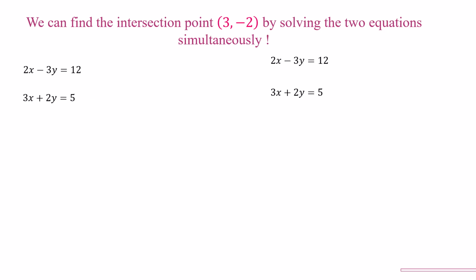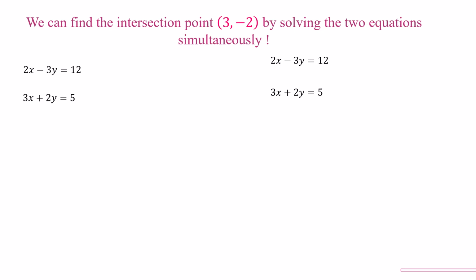So for the first example, I'm going to make the same value for x for both equations. So let's look at 2x in the first equation and then 3x in the second equation. So what is the multiple of 3 and 2? Yes, the multiple of 3 and 2 will be 6.